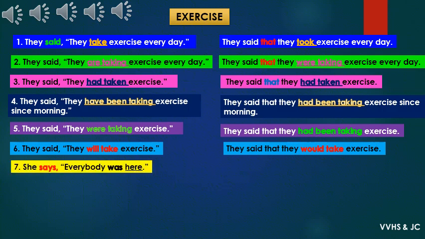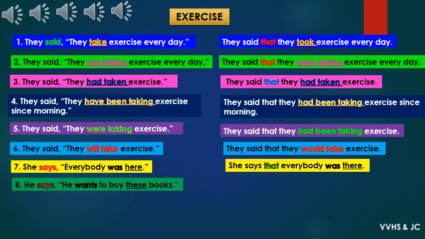The next one is, she says everybody was here. Now the reporting verb says is in present tense. So the indirect speech will remain as it is, like she says that everybody was there. Just a change, that is connecting the sentence, and here will become there. The next one is, he says he wants to buy these books. So the answer is, he says that he wants to buy those books.